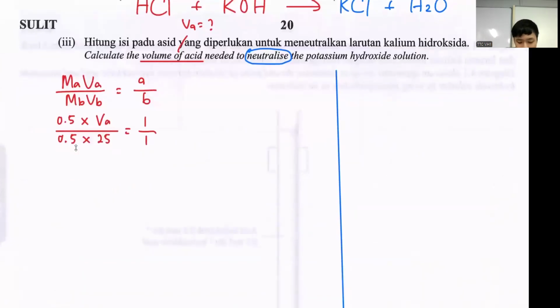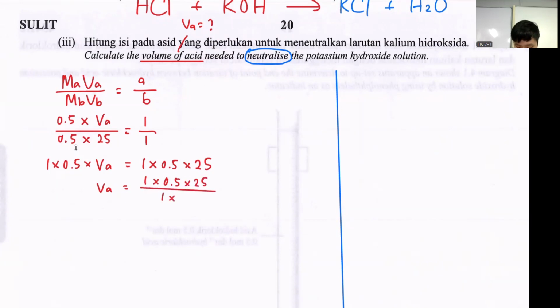1 over 1. Then you find VA. Cross multiply. Basic mathematics, you know, right? Cross multiply. So it means 1 times 0.5 times VA equals 1 times 0.25 times 25. Actually, or you can say VA is like this, divided by 1 times 0.5.